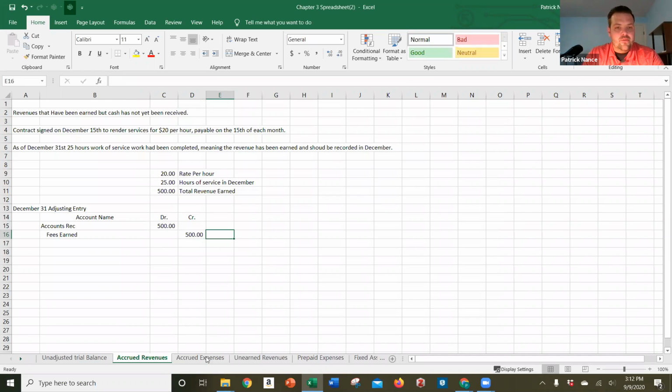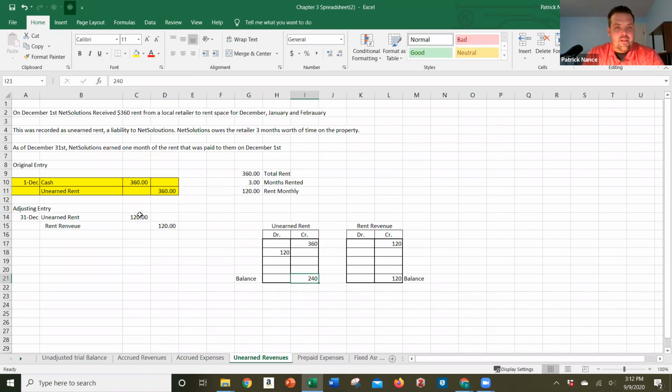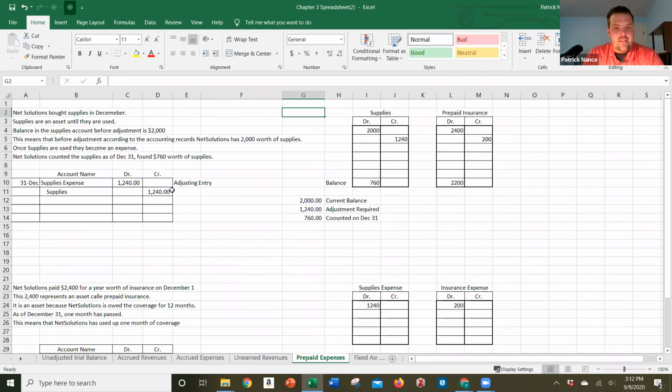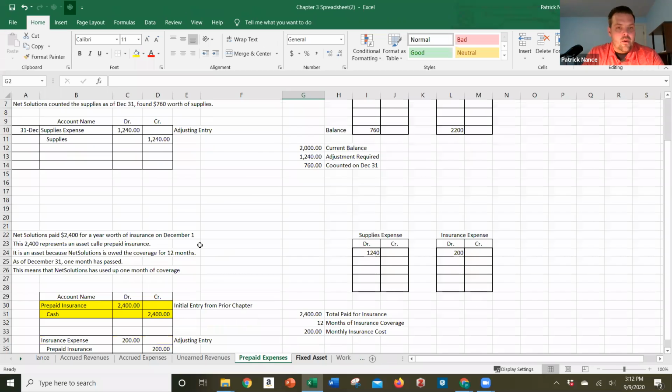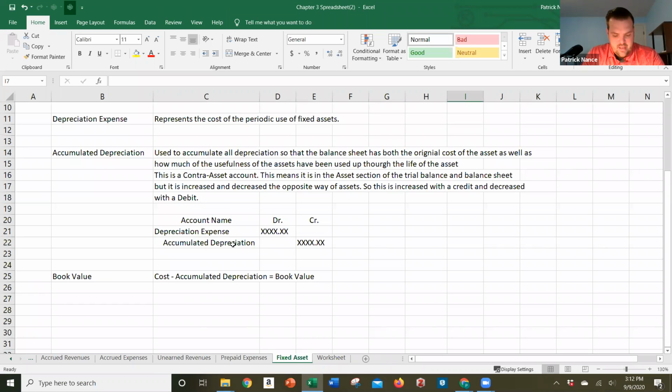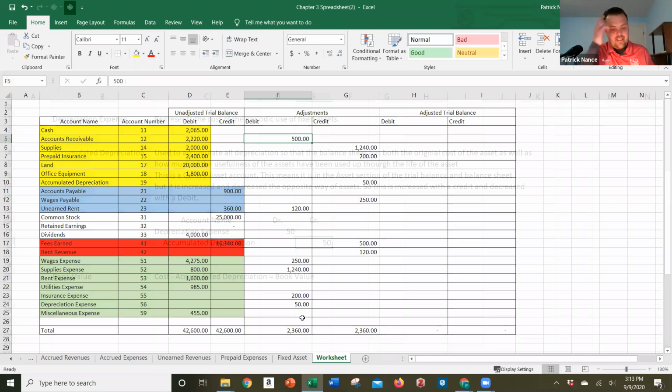We had some through accrued revenues, we had some accrued expenses, we had some earned revenues that needed to be adjusted. We had prepaid expenses that required adjustment. These are all in prior videos if this isn't making sense to you. We had our depreciation, which I don't think I put in here, but it said they had $50 worth of depreciation. So there we got a debit and a credit for depreciation expense and accumulated depreciation. So then we had all those adjustments. So now we've made a whole bunch of adjustments.